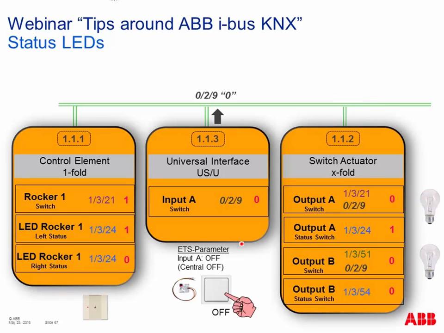Okay, the next step. For example, we press here our central off push button, which is connected to the universal interface. And now it sent the command, the group address 029 with the value 0 off to the bus. This group address is linked with output A. The object goes to the value 0, the light goes off. Output B the same. And what happens? The actuator responds with this group address 1324 with the value 0, and the LEDs are here also linked with the same group address 1324 on the left and the right side, and the value goes here to green. So this LED shows always the correct status here of this output A. So it's a principle that we use this group address here, status, to show the correct information here on our LEDs.